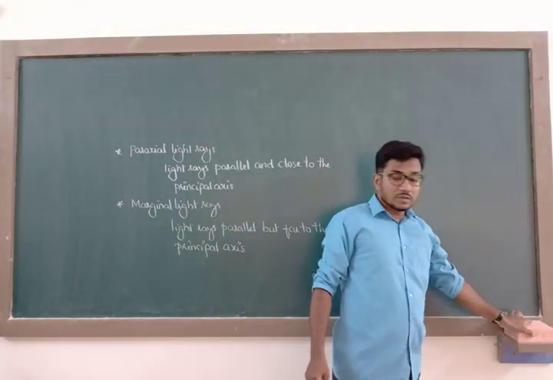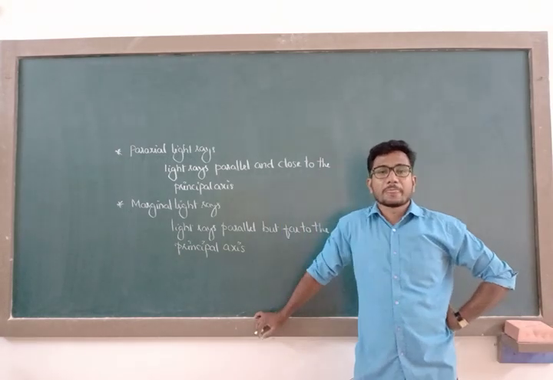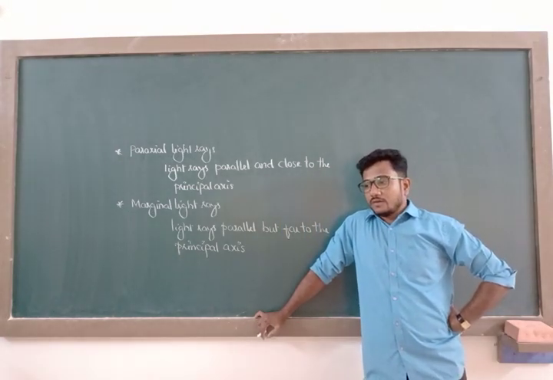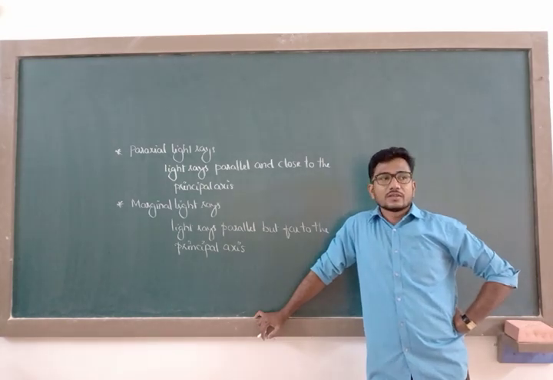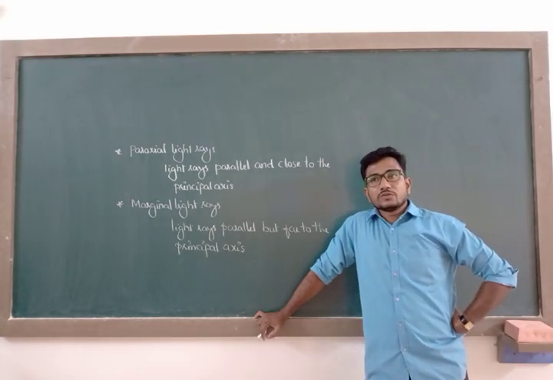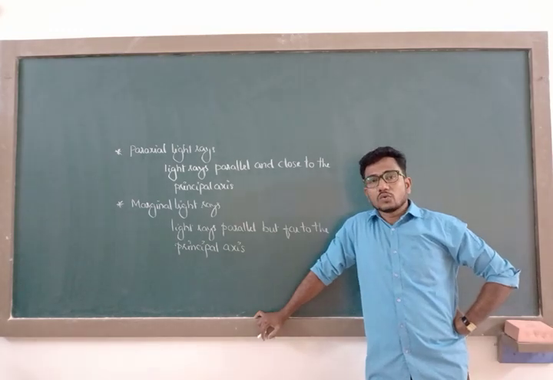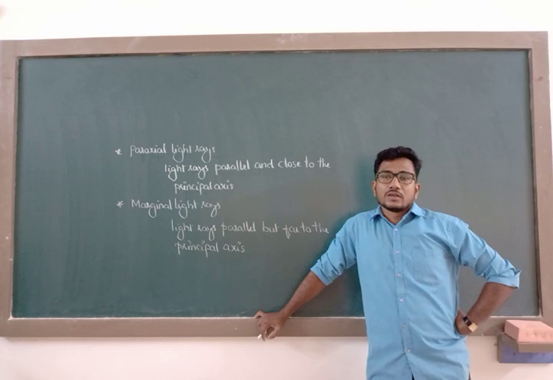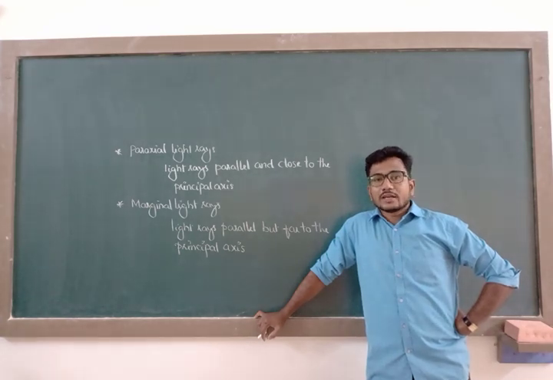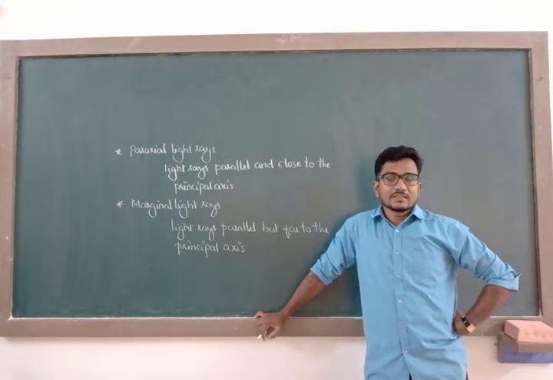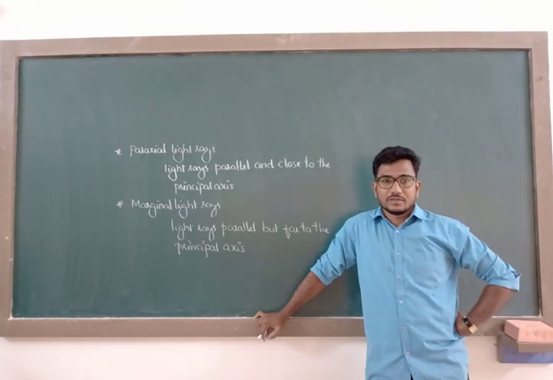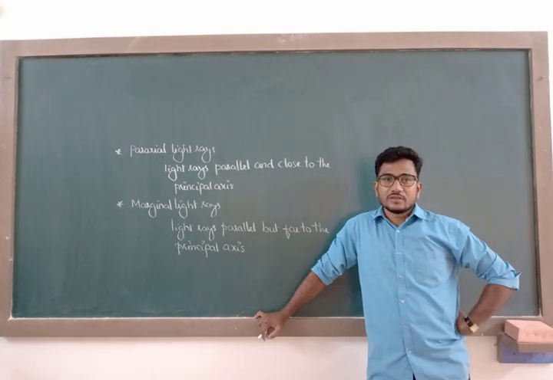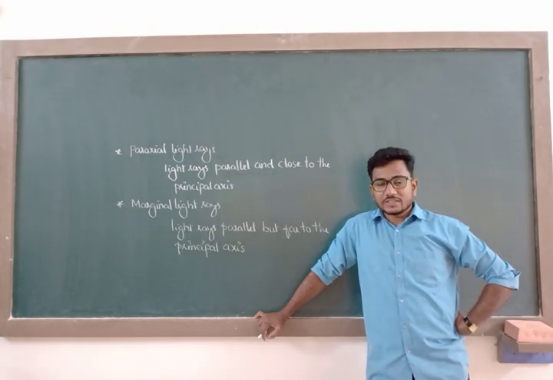Now, while deriving the equations in case of spherical mirrors, we are going to adopt certain rules. Those rules are known as Cartesian sign convention. That means we should apply these rules while deriving the equations in case of a spherical mirror.